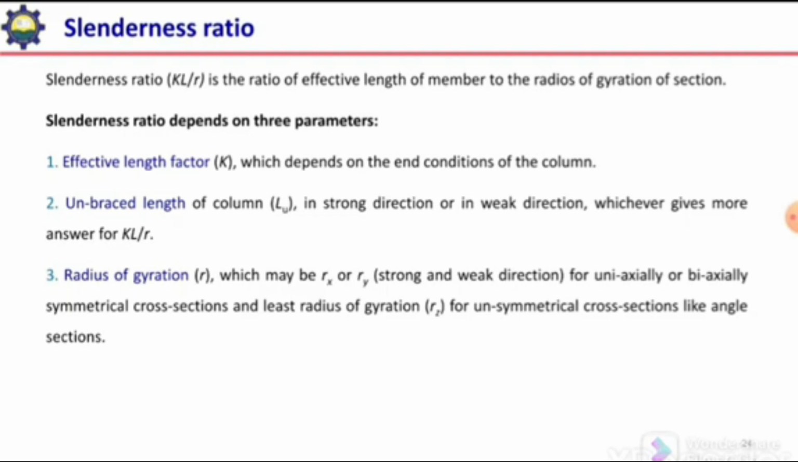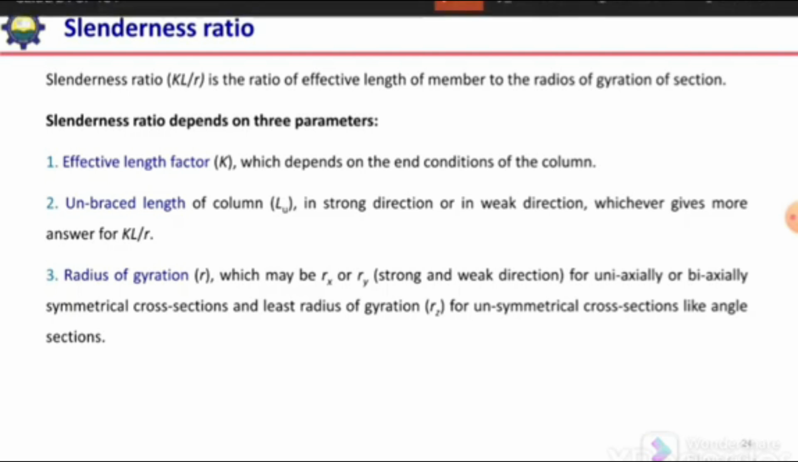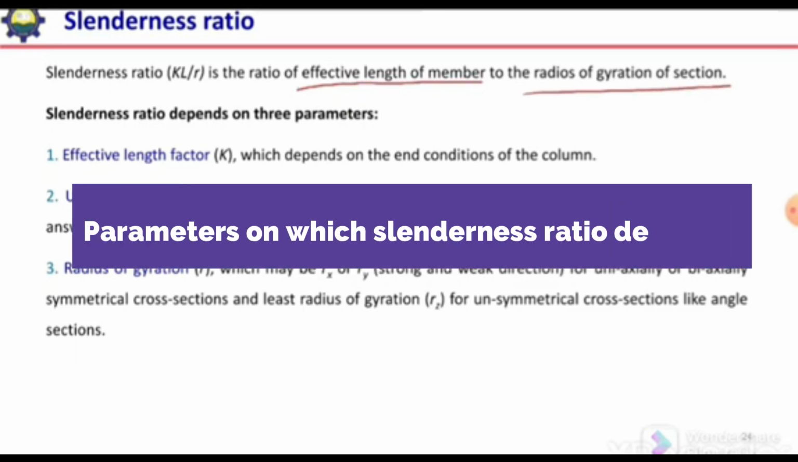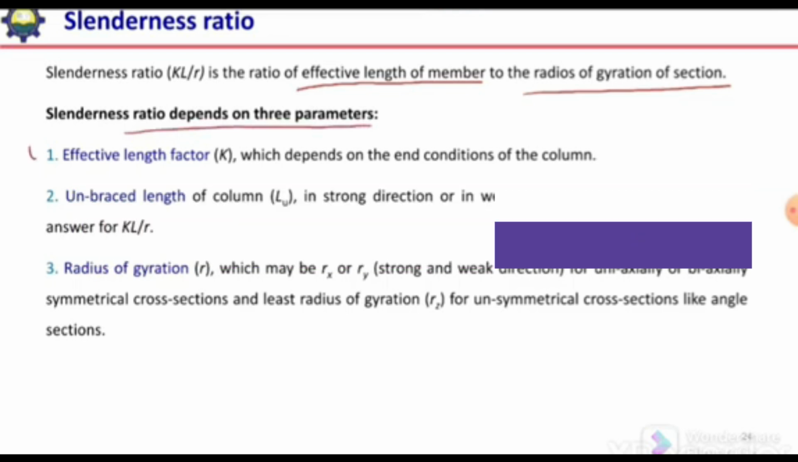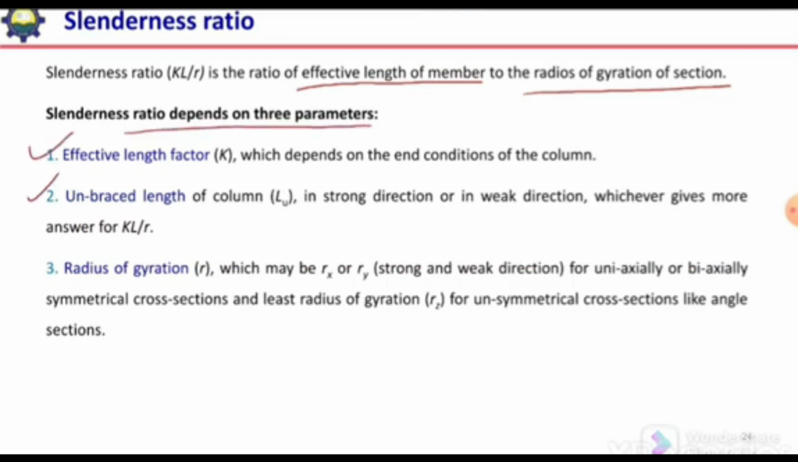In this video we are going to study the slenderness ratio, how it is calculated, and on what factors it depends. So first of all, slenderness ratio. Slenderness ratio is the ratio of effective length of a member to the radius of gyration of the section. The slenderness ratio depends on three parameters: effective length factor, unbraced length, and radius of gyration. So these are the three factors on which the slenderness ratio depends.